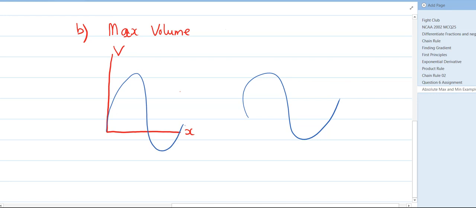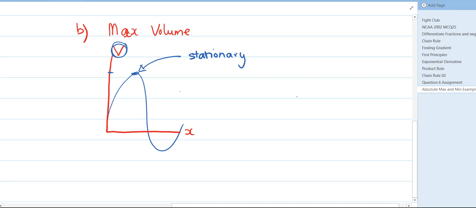Okay? If it does look like that, when you're asking for the maximum volume, obviously you're trying to find when is volume the greatest. Well, obviously it's at this point. But conveniently, in a cubic function, the maximum volume right here is actually a stationary point. So in this stationary point, we know that because it's a stationary point, we can solve this.